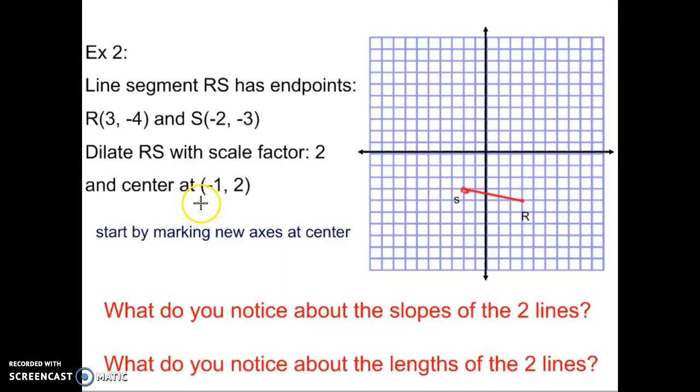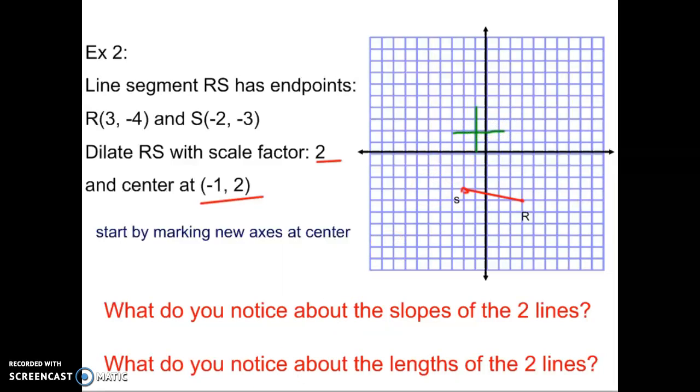Now here the dilation factor is 2 and the center is negative 1, 2. So when we draw our new axis line, it's going to be at negative 1, 2, which is up here. Negative 1, 2. So when we dilate, we're dilating from this point.